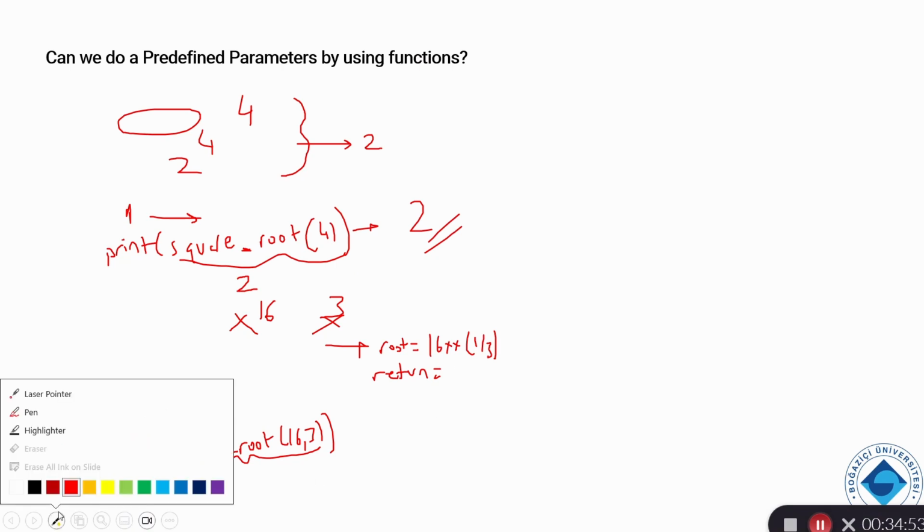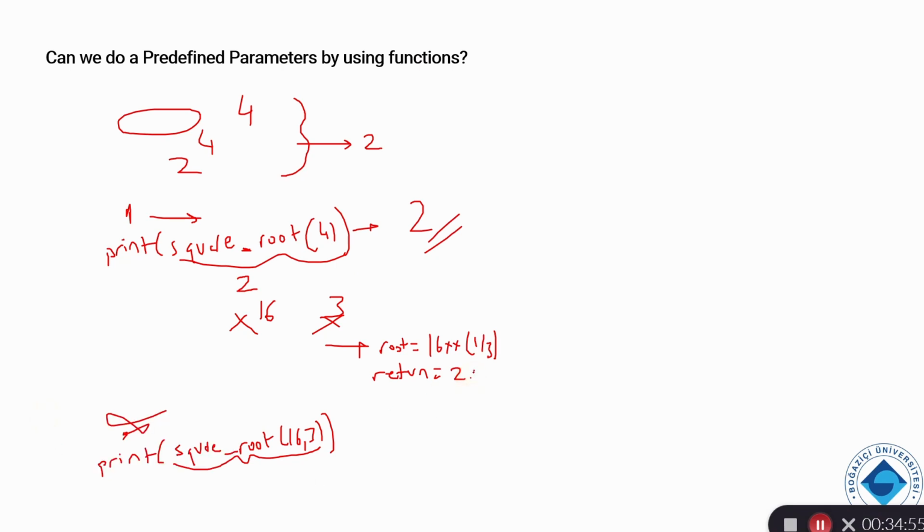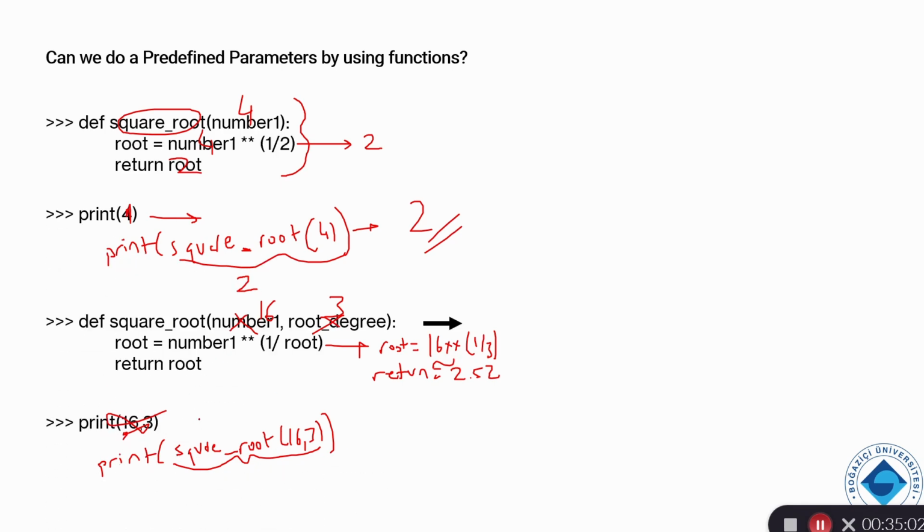So I calculate it. It is something like 2.52. So it will print 2.52, right?